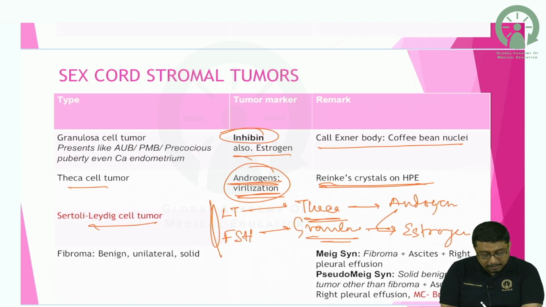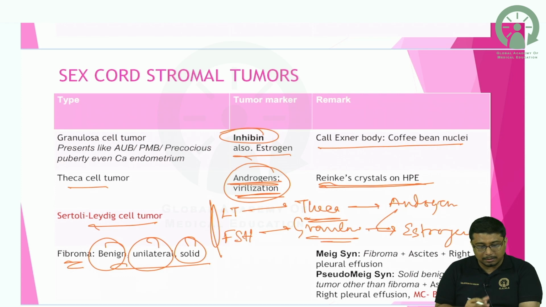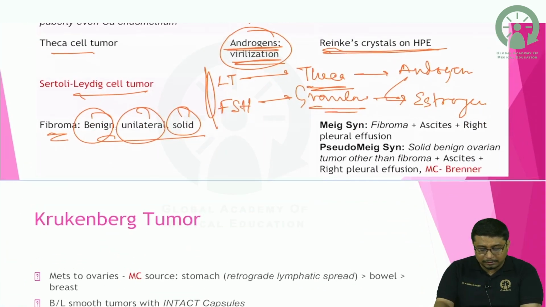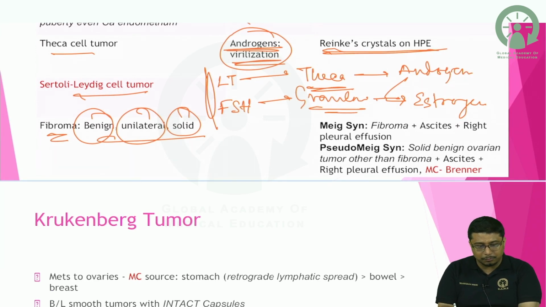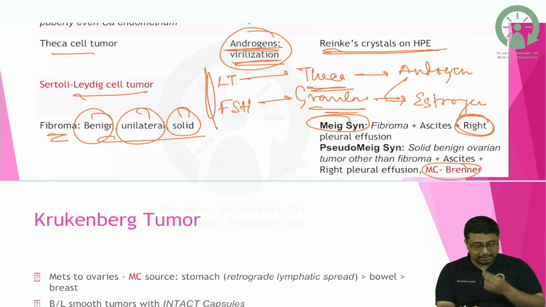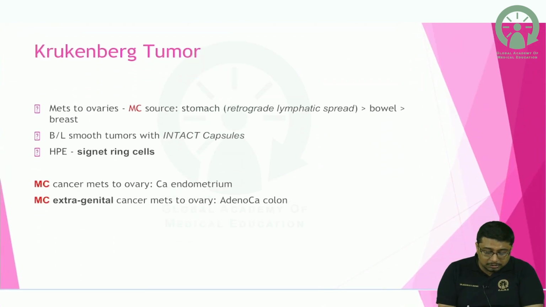Sertoli-Leydig cell tumor again is very rare. Fibroma is benign, unilateral and solid. It is like a solid tumor, and when it is present, it can lead to ascites and right pleural effusion, which is known as Meigs syndrome. This is a right pleural effusion, remember. Okay, and if some other solid tumor is causing the same picture, that is known as pseudo-Meigs syndrome, and the most common is Brenner, that we have already seen. So Krukenberg tumors are smooth bilateral symmetrical tumors.